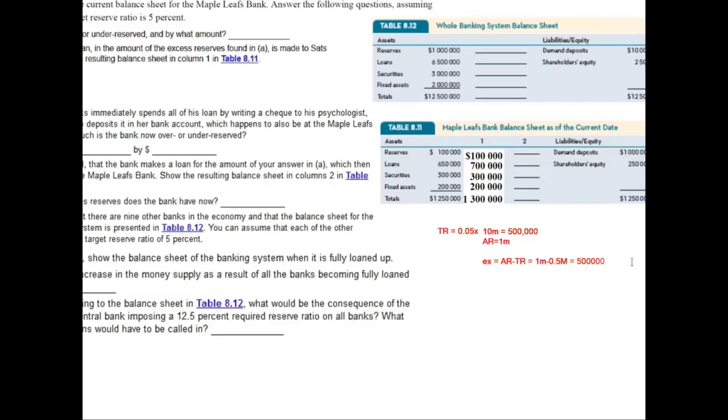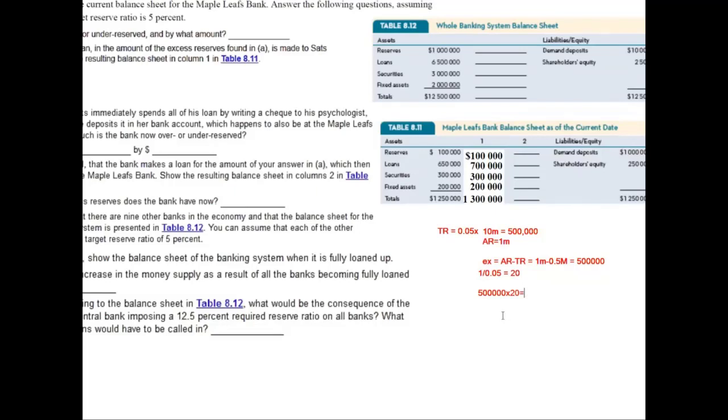So now this is just like a question we did in the slides. Now we know that the banking system has $500,000 of excess reserves. We know their reserve ratio. So what is the money multiplier? You want to tell me what the multiplier is? Yep, it's equal to 20. So 1 divided by 0.05 equal to 20. And so if we take our excess reserves, 500,000, and multiply that by 20, we get 10 million. So that is how much the total new deposits will be.